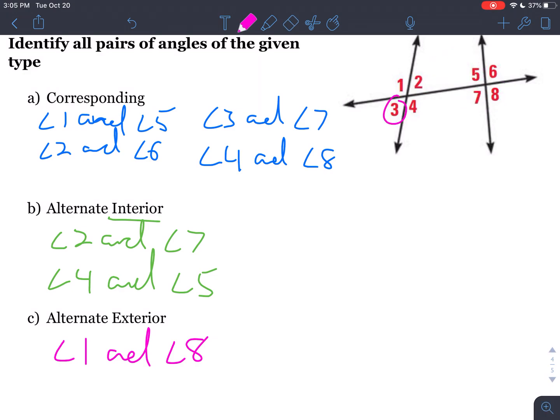And finally, we look at angle 3. I want the opposite side of the transversal and along the other intersection. But we got to keep it outside. Other intersection, opposite side of the transversal, outside the two lines, looking to angle 6.